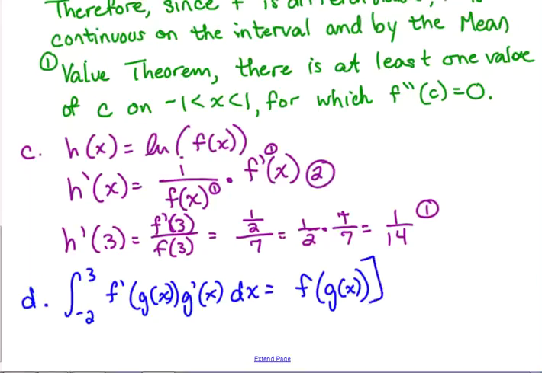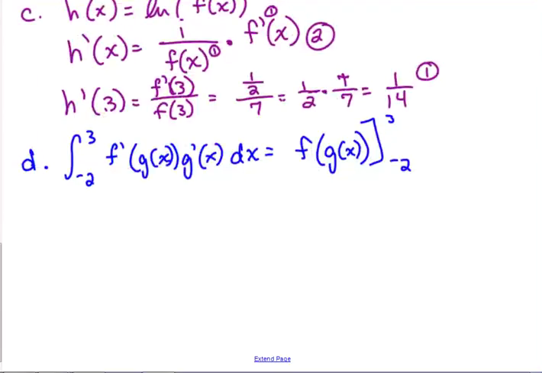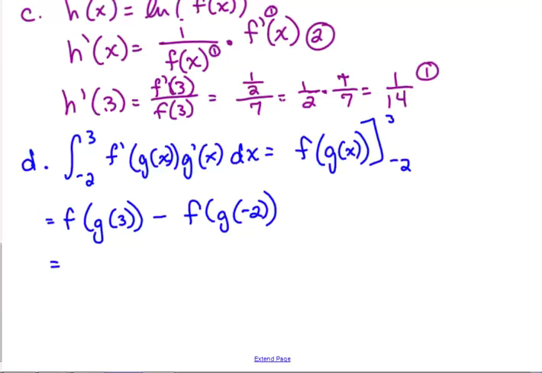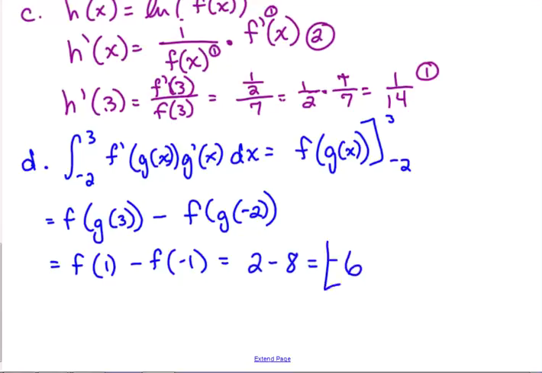But whenever we do this and there are numbers involved, we have to evaluate it at the numbers. So this is f(g(3)) - f(g(-2)). So g(3) from the table is 1. g(-2) from the table is -1. And then f(1) is 2, f(-1) is 8. So our final answer is -6.